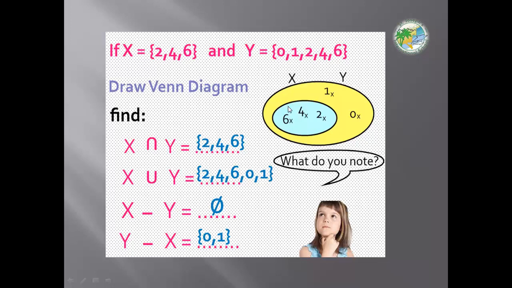Now X difference Y: which elements belong to X and don't belong to Y? There is an element here that is not present here. We don't have any. Each element belonging to X also belongs to Y, then the answer will be 5.